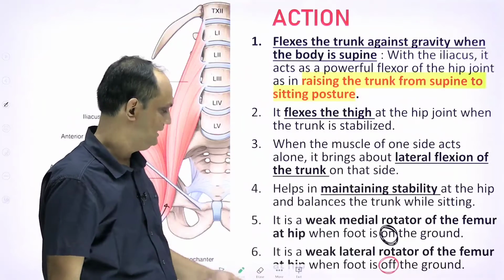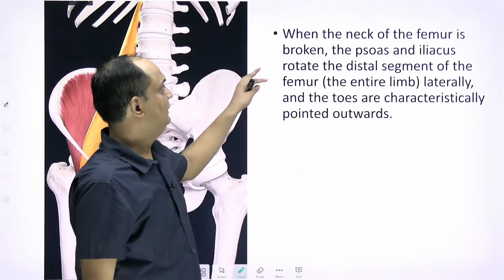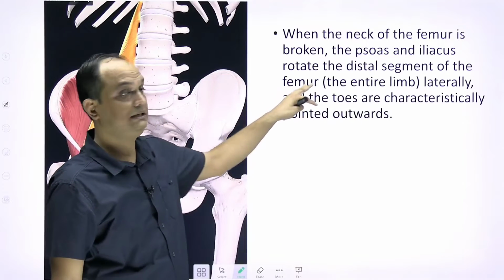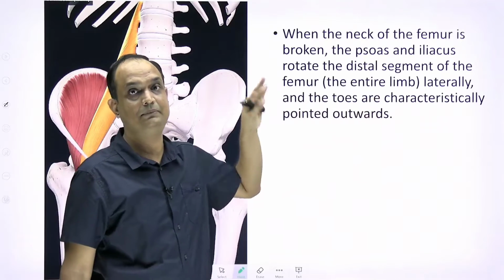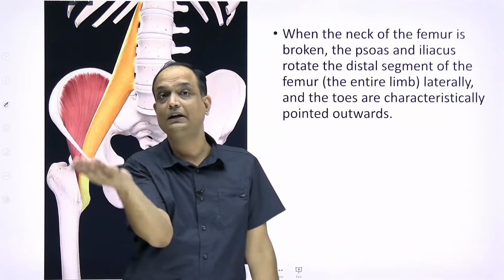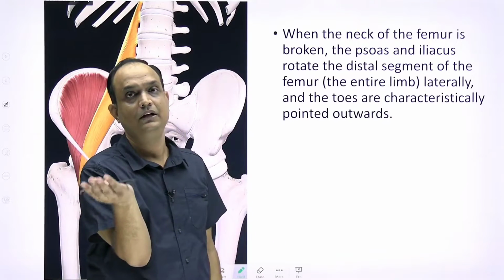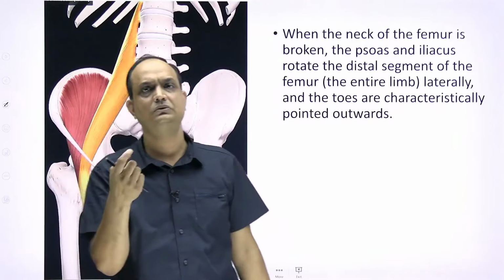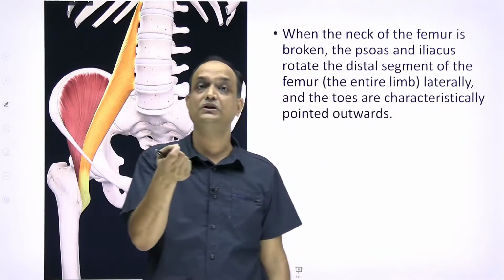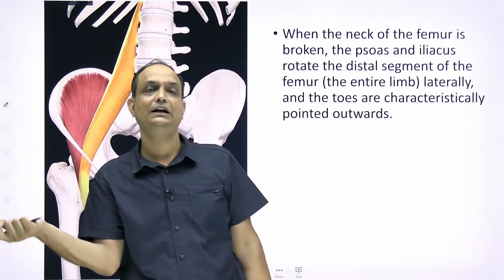So this is a very commonly asked question: when the neck of the femur is broken, the psoas and iliacus rotate the distal segment, that means the remaining lower part of your lower limb, laterally, and the toes characteristically face laterally. This is very commonly asked in your clinical side: if a person has a fracture neck femur, why does the limb rotate laterally?